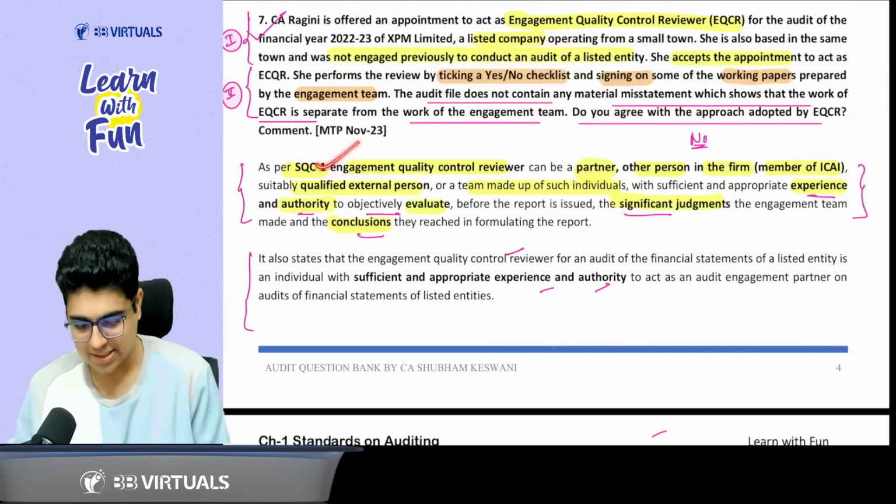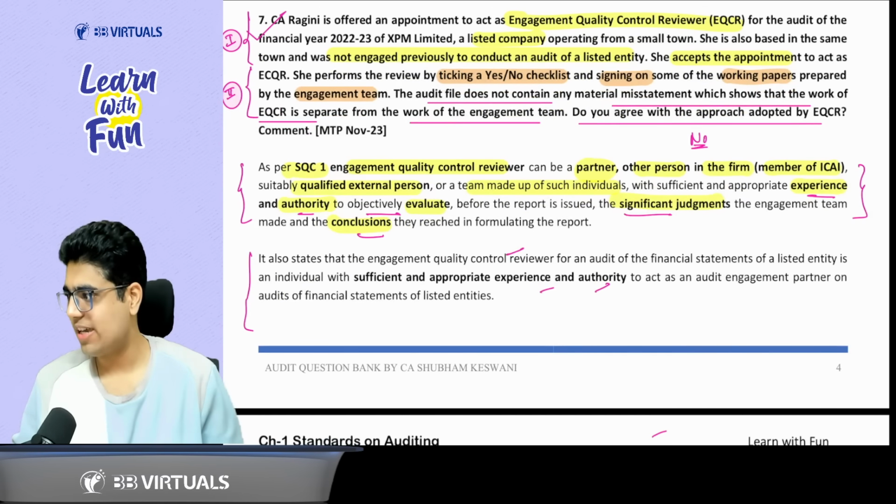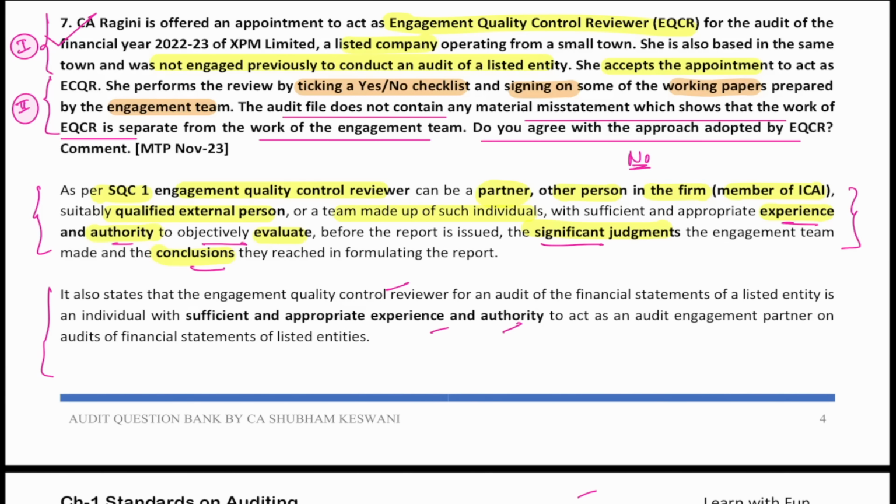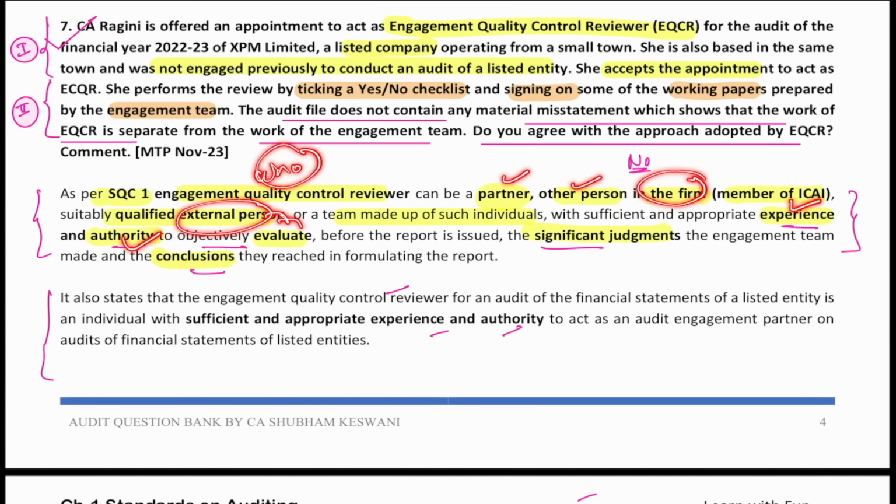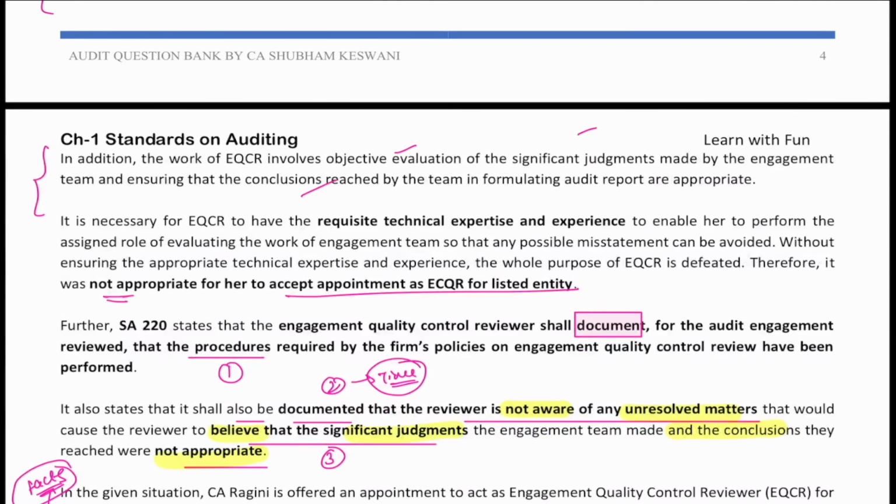So you will say as per SQC-1, write the definition of EQCR. Everyone please focus on the board. First of all, who can be the EQCR? It can be a partner or other person within the firm or a qualified external person. But he should have experience and authority. What will he do? Objectively evaluate the significant judgment and conclusion. Easy peasy? Yes, sir. Now, sir, considering the facts of the case, you will say it is not appropriate to appoint this person as the EQCR.